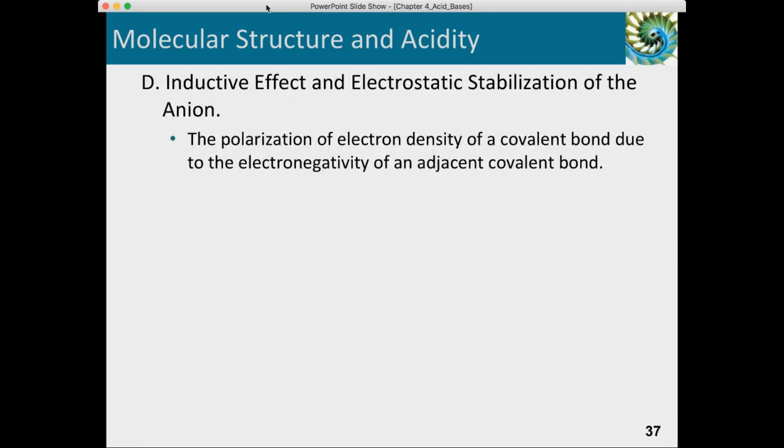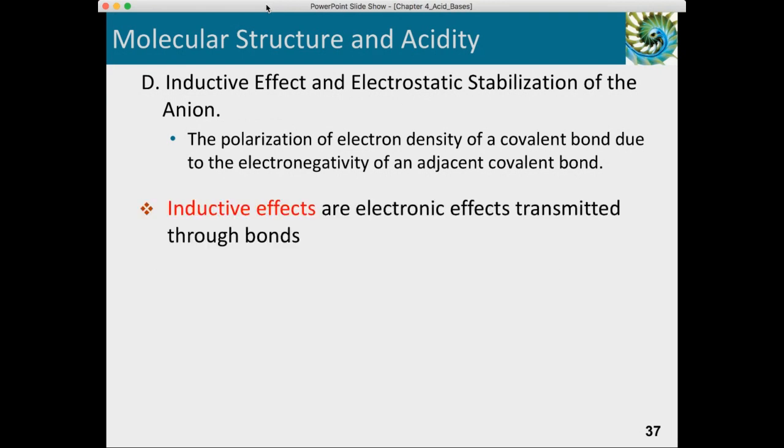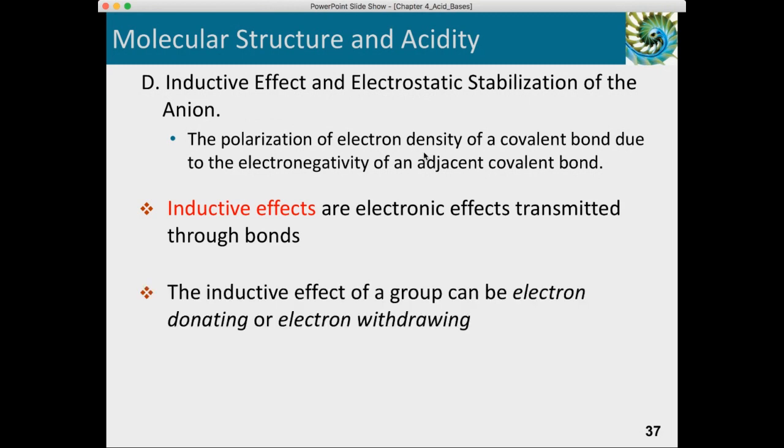So the fourth factor that can contribute to stability is something we call inductive effect. What exactly is inductive effect? Inductive effects are electronic effects that are transmitted through bonds. So basically what it means is when you have polarization of electron density in a covalent bond due to a significant difference in electronegativity between those two atoms. Let me give you an example.